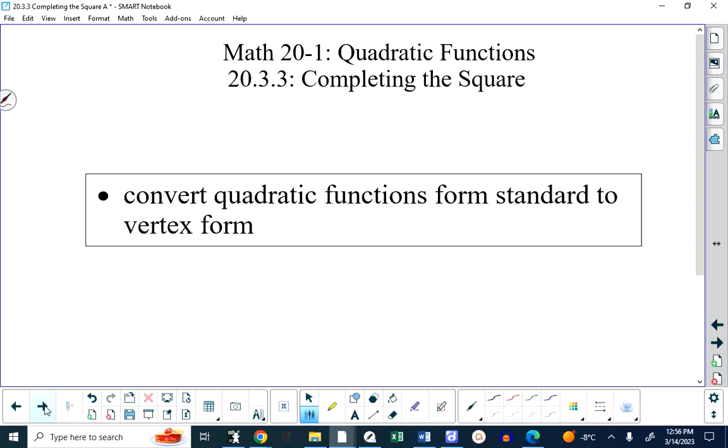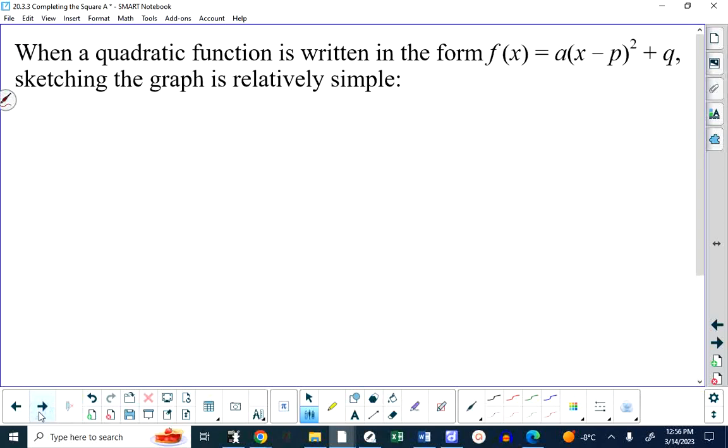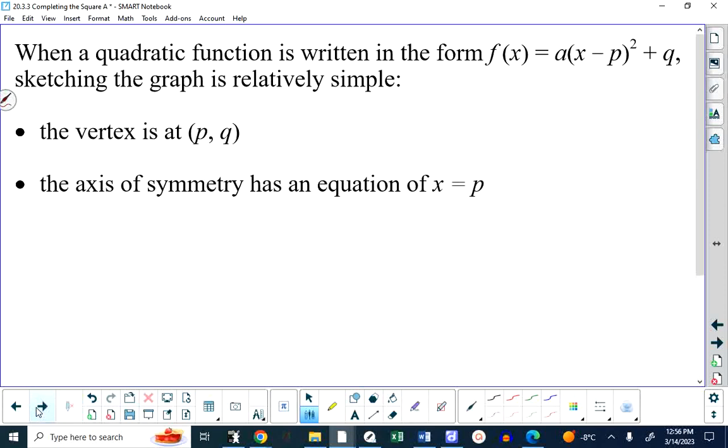So a quick review of some things you should already know here. When a quadratic function is written as f of x equals a times x minus p quantity squared plus q, which is called the vertex form, there's some information that's just staring you right in the eyes. The vertex is at p comma q. You just look at those numbers. That's where the vertex is. The axis of symmetry is at x equals p.